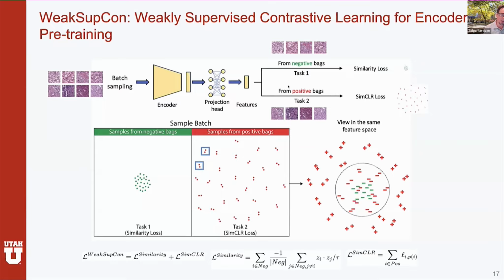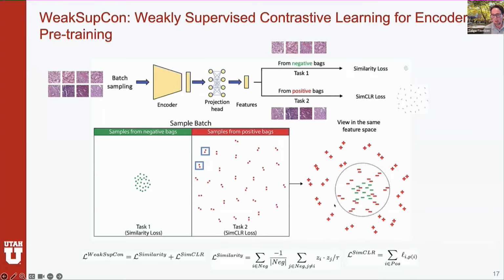So what we can expect is a picture like this if we think of the two parts together. On the bottom left here, I can expect that my embeddings from the negative patches are going to cluster together pretty tightly. On the other hand, the embeddings from the patches from the positive bags are not going to cluster together very tightly, but I can expect that different views of the same patch are going to be clustered together. So when you put these two together, there's one more thing that comes into play, right?